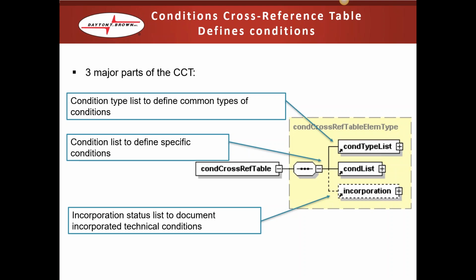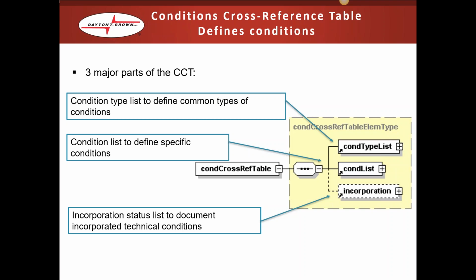So the condition type list says that we have a thing called a service bulletin, and then the condition list will say, well, I have 5 service bulletins, and I'm going to list all 5 of those and define what those are. And then you have an optional thing at the end called incorporation status. That is our ability to transmit to our data receivers the fact that these conditions have been incorporated somewhere in your technical documentation, and it's optional. There are not a lot of projects that use that anymore, but it had to be there for civil aviation purposes.